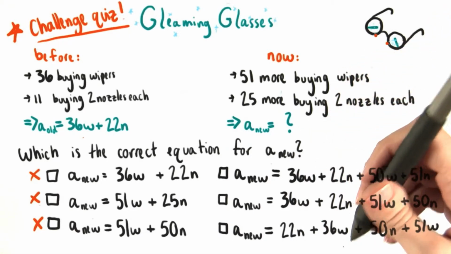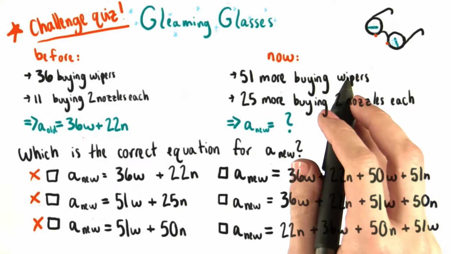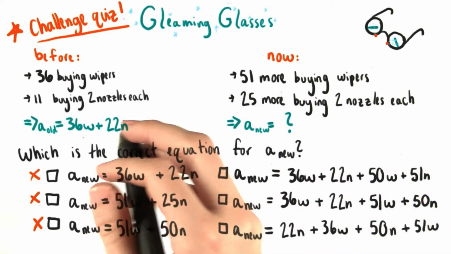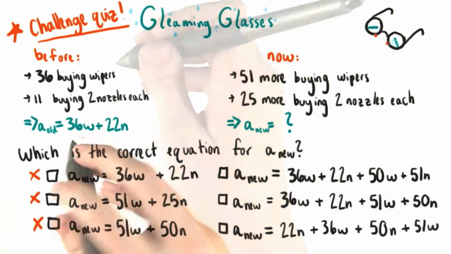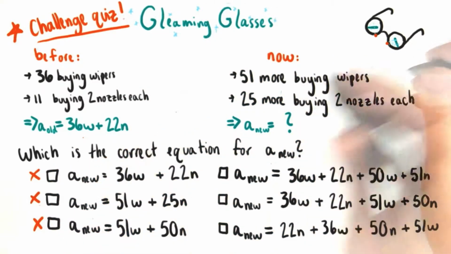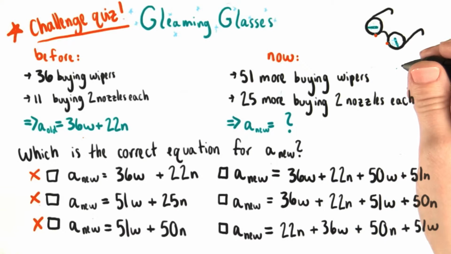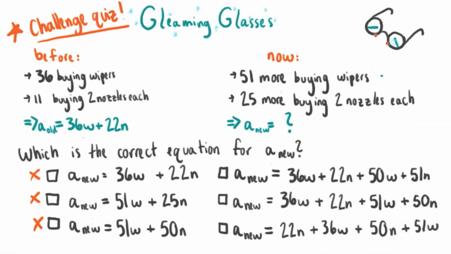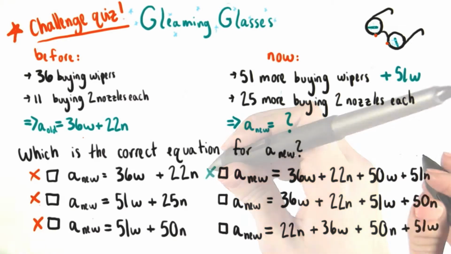To pick between these three remaining equations, we need to go through similar steps for people who buy wipers and people who buy nozzles, as we did in some of the earlier quizzes to figure out the terms in this equation for A new. We know that the price per wiper is still W, and since 51 more people are going to buy wipers, we're going to need to add 51W in our equation. This choice doesn't have 51W, it has 50W, so it can't be right.